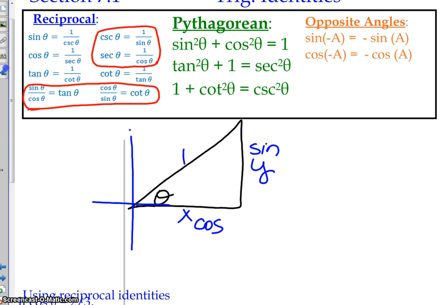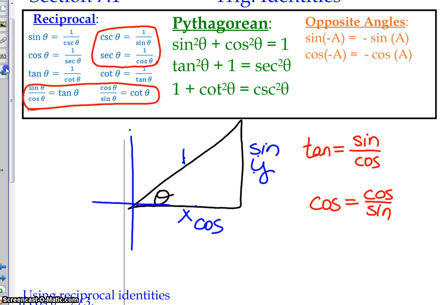So hopefully it makes sense that when we're talking about cosecant, which is the hypotenuse over the opposite side, it's going to be 1 over sine. When we talk about secant, it's hypotenuse over adjacent, so 1 over cosine. But what really makes sense here is when you look at this and say, okay, what is tangent? Tangent is the opposite over the adjacent, so tangent is sine over cosine. Same idea, cotangent is the reciprocal of that. So cotangent is cosine over sine.